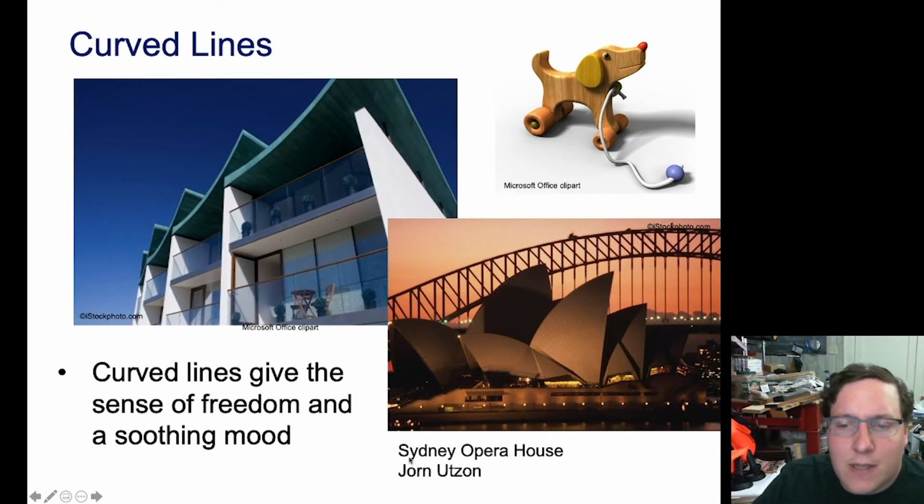Or we see things like the Sydney Opera House that I mentioned earlier, the curved shapes, much more natural. And as an entertainment venue, you go there relaxed. You're not expecting something violent or highly active, okay? But it's still open to a lot of interpretation.